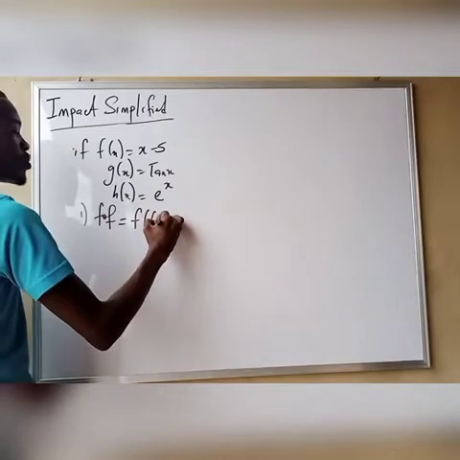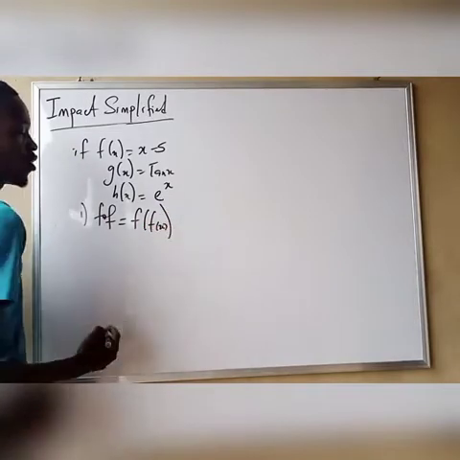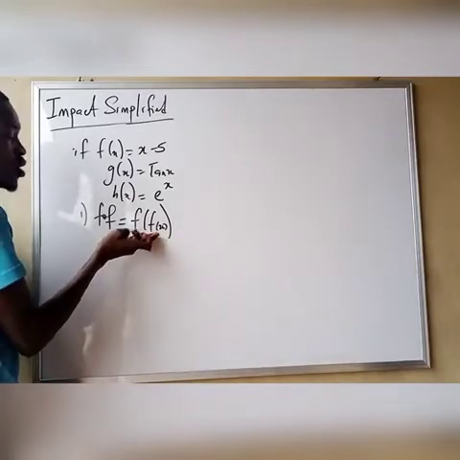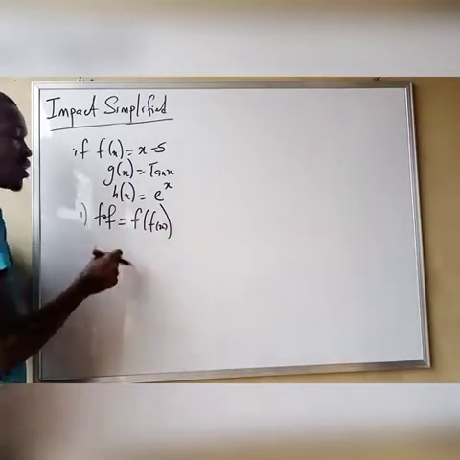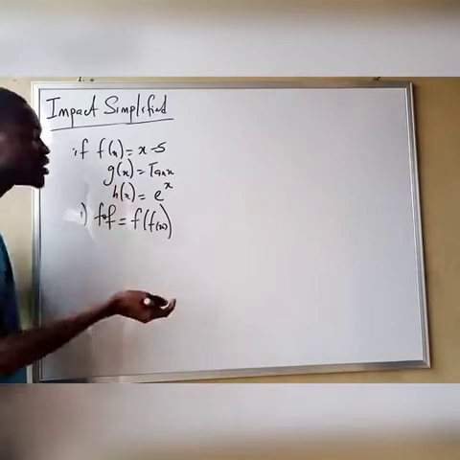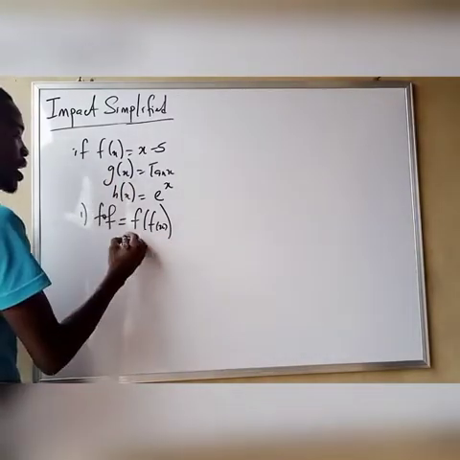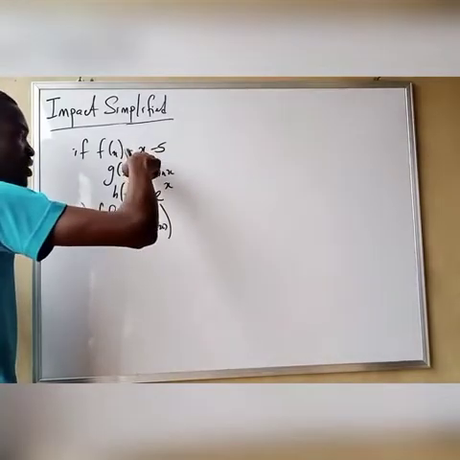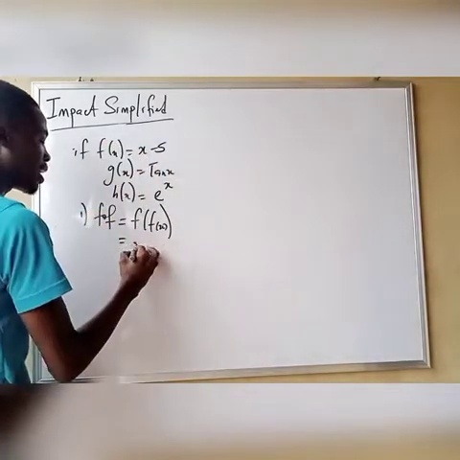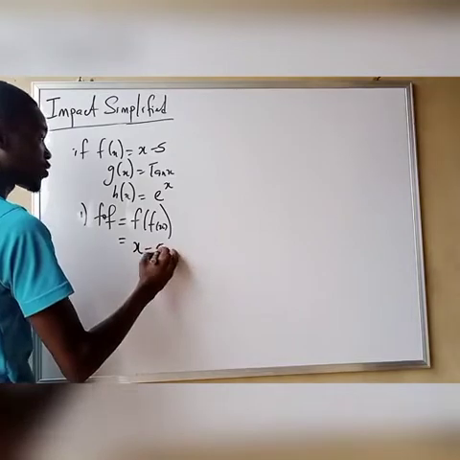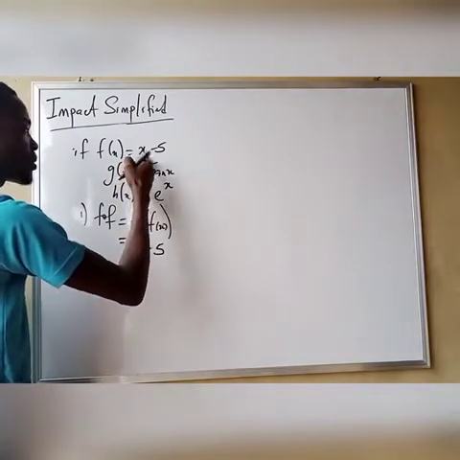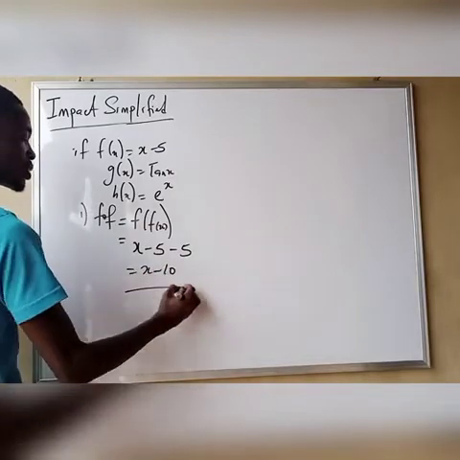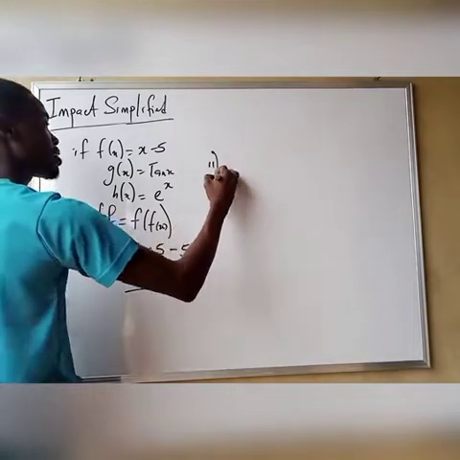f of f simply means f of f of x. That means the same thing. Anywhere you are seeing x inside f, you change that x to f of x. And now we are having x here. So what is that x? The x itself is the f of x, and that means that x will give us x minus 5. Now since your x here is x minus 5, we are still having minus 5. That means this will give us x minus 10.